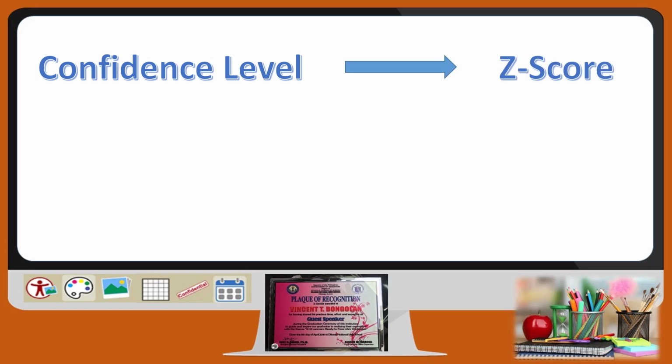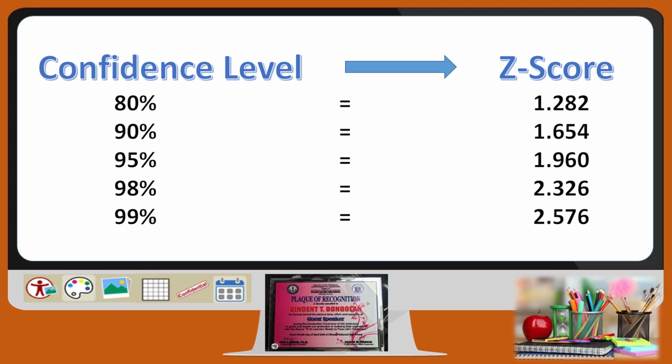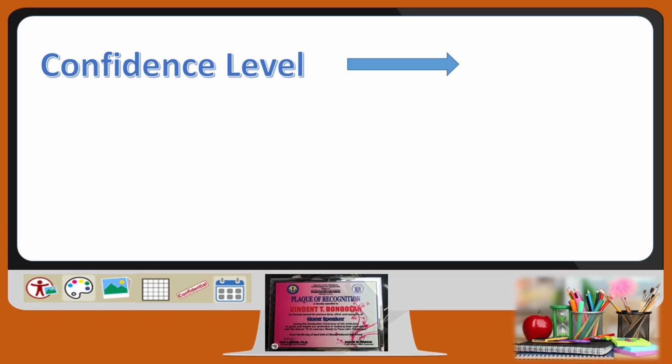alam natin na ang confidence level ay mayroong katumbas na z-score. So halimbawa, ang 80% na confidence level ay katumbas ng 1.282 na z-score. Ganon din ang 90%, 95%, 98% hanggang 99%. Mayroon niyang katumbas na z-score. At sabi nga natin, ang 95% na confidence level ay katumbas ng 1.960 daw.